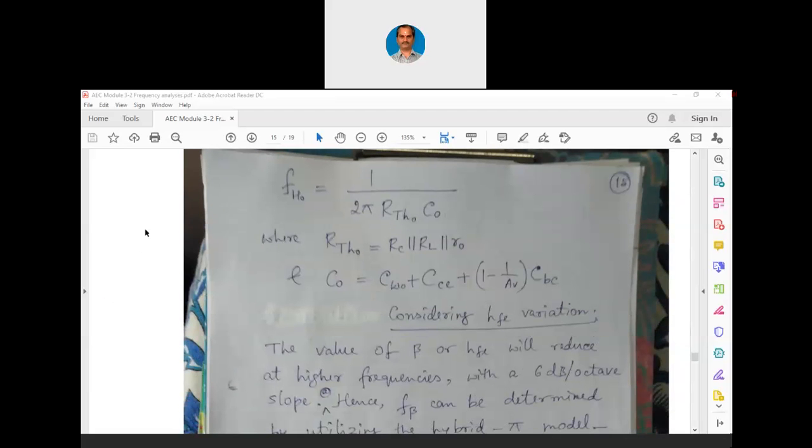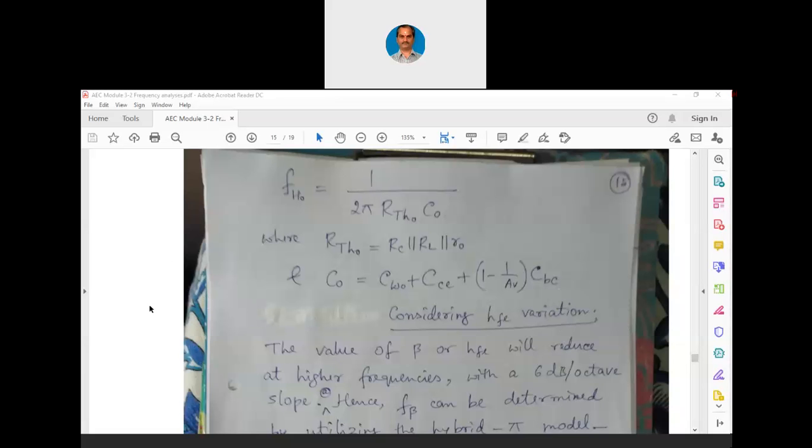At the output side, you can see that FHO is 1 over 2 pi RTHO into CO, where RTHO is the Thevenin's equivalent resistance at the output side. That RTHO is nothing but RC parallel with RL parallel with small r0. Please recall the model which I have been showing you a few minutes before. And CO equals CWO plus CCE plus (1 minus 1 by Av) into CBC. This is the Miller's counterpart, the Miller capacitance at the output. So remember these two: how do we model FHI and FHO?